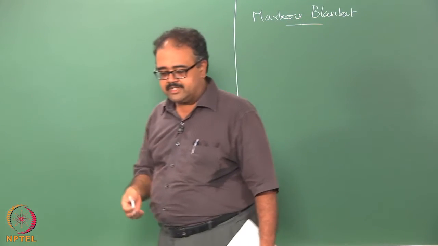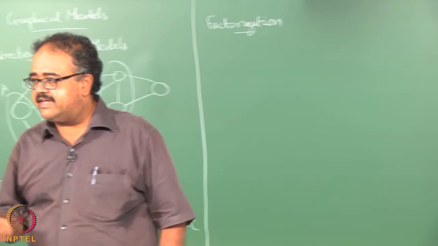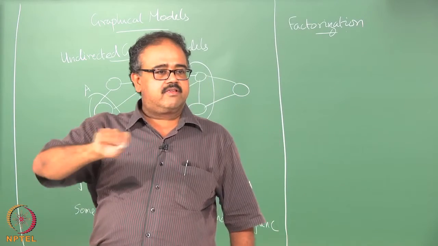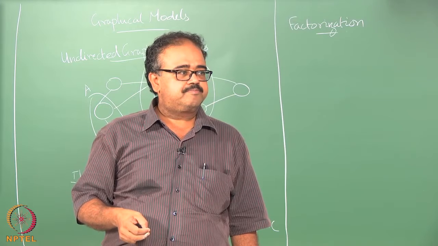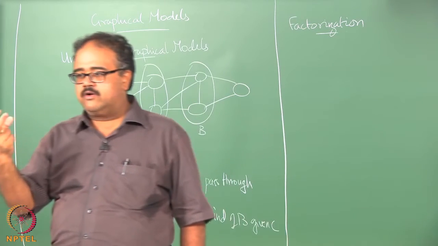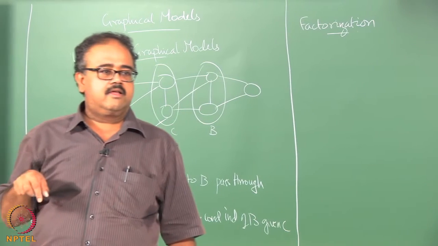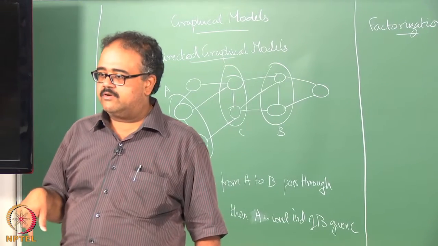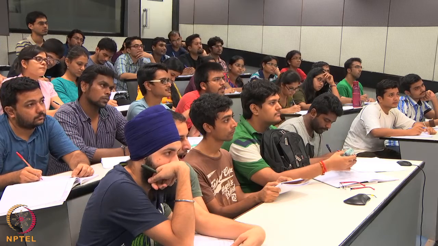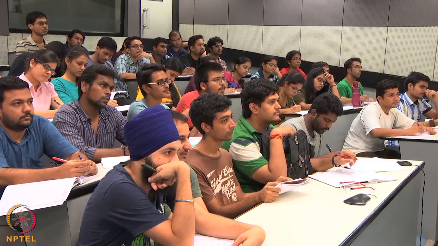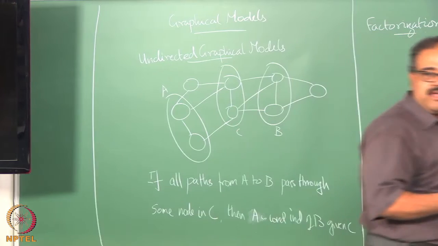And I forgot to mention it when we did directed models. A Markov blanket is essentially all the variables that could potentially influence a given node. So, given the node, the parents can influence the node, correct? Anything else? The children can influence the node, right? Anything else? Siblings can influence the node, right? Yes, siblings. So that is essentially the Markov blanket of a node.